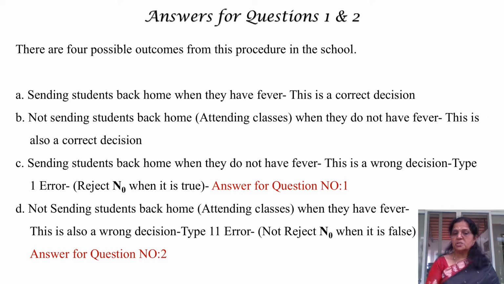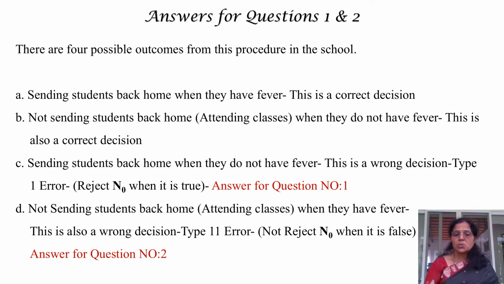Not sending students back home, allowing them to attend the classes when they do not have fever, when they do not run any temperature. This is also a correct decision, isn't it? So we can be safe. And now look at the third alternative. I mean, what we have given is ABC.